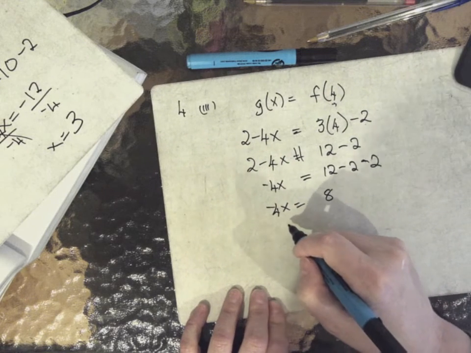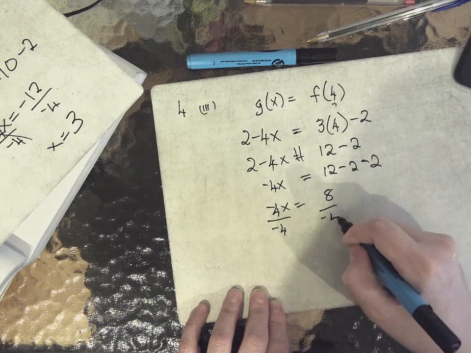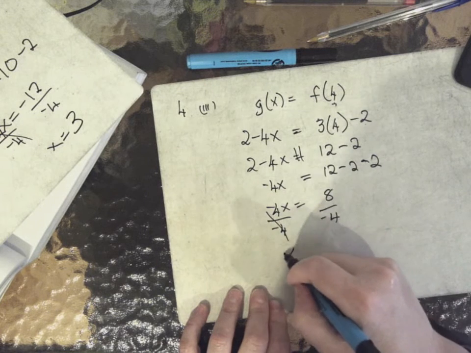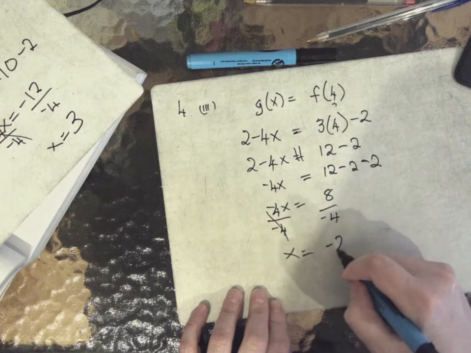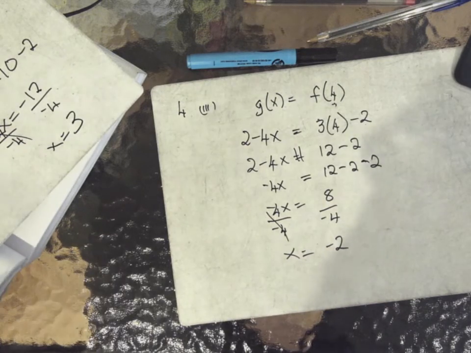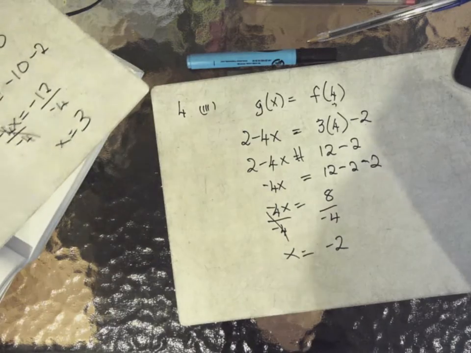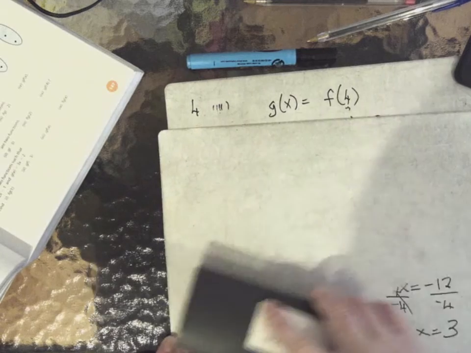The minus 4 stuck to the 8, divide each side by minus 4. And you end up with x is equal to minus 2. Okay, so that's number 4. Okay, and you can pause if you need it. Okay, next is number 5.